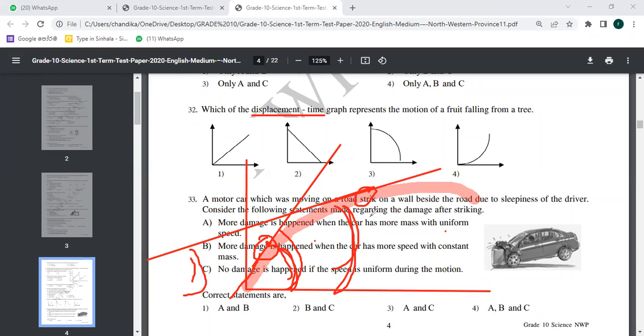Gradient of a displacement time graph gives what? Velocity. Gradient of a displacement time graph gives velocity. So if the gradient is like this, velocity is decreasing. Velocity decrease. Now make it here now.